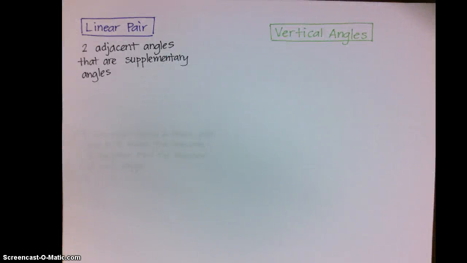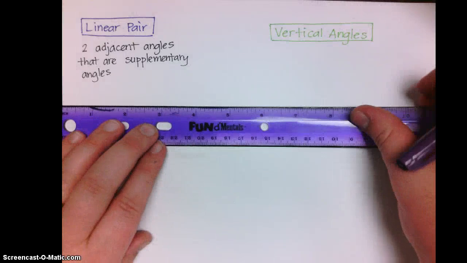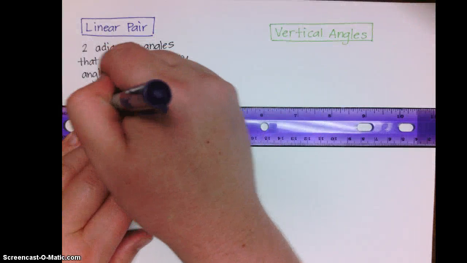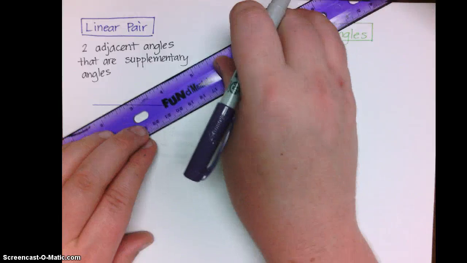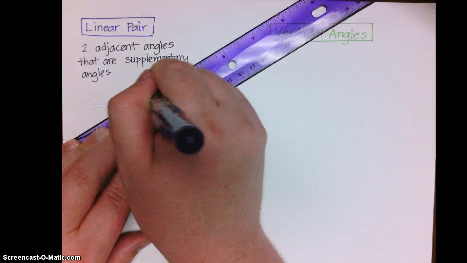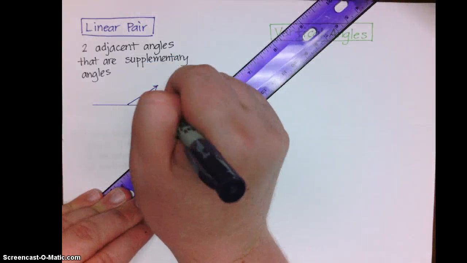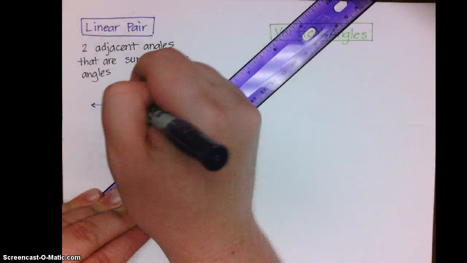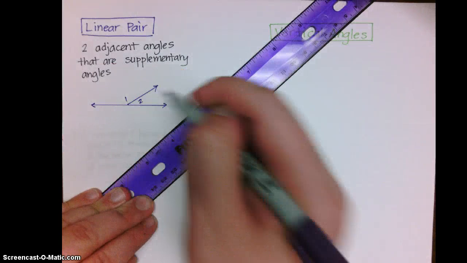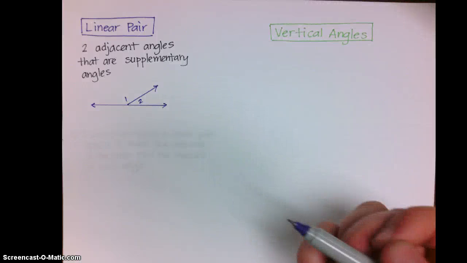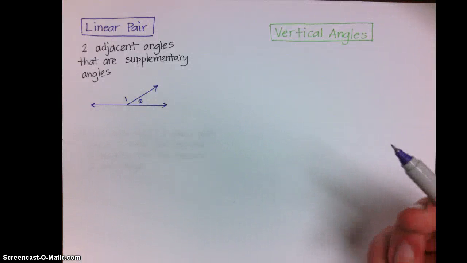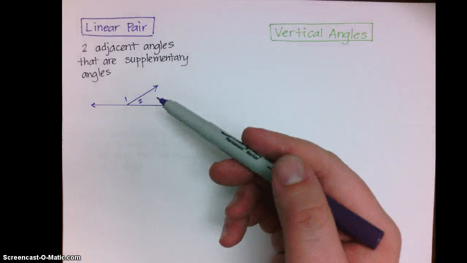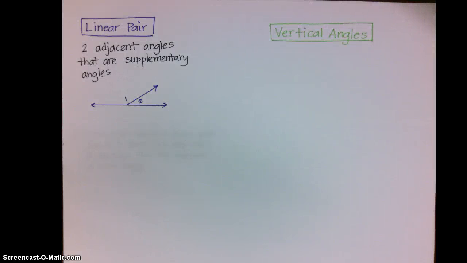Okay, so this is pretty self-explanatory. It just means that there are two angles that are next to each other and they add up to 180 degrees. So I can have angle 1 and angle 2 and say that both angle 1 and angle 2 form a linear pair because they are adjacent angles and they're supplementary. They add up to 180.